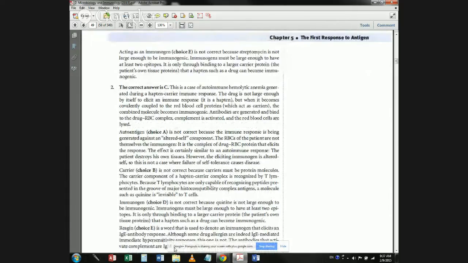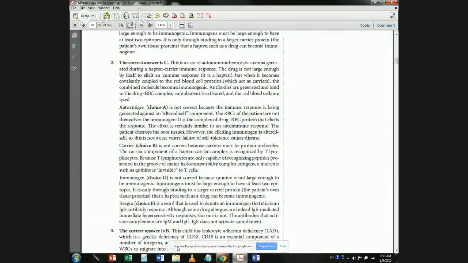Reagent is a word that is used to denote an immunogen that elicits an IgE response. Okay. Although some drug allergies are indeed IgE mediated, immediate hypersensitivity responses, this one is not. The antibodies that activate complement are IgM and IgG. IgE does not activate complement. So if you're an immunogen that causes the B cells to start producing IgE, you're called a reagent. The only thing that will activate complement are either IgM or IgG, and we say that this has activated complement. So that's why that's not the correct answer. Good job.